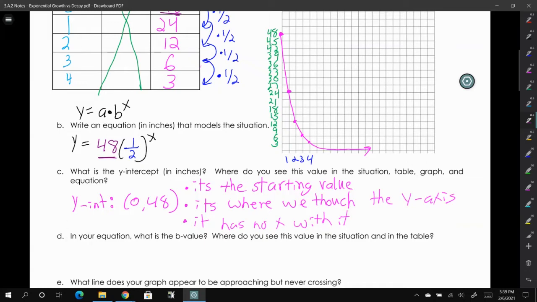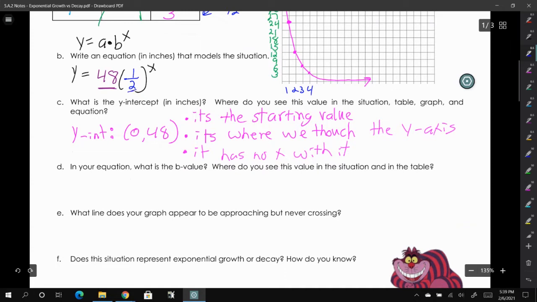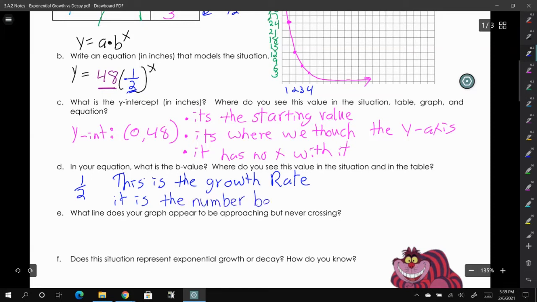In your equation, what is the b value? Well, the b value is your growth rate. It is 1/2, and this is the growth rate. It is the number being raised to the x power. So whenever you're given an exponential equation, you look and see what number is being raised to the x power, and that is going to be your growth rate.